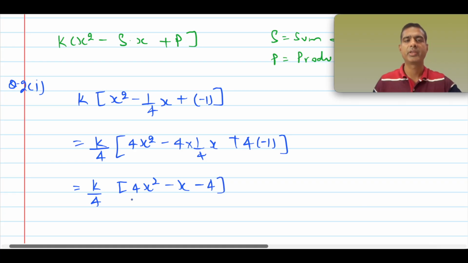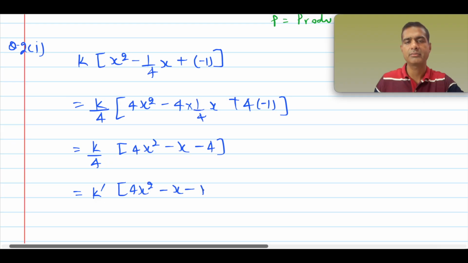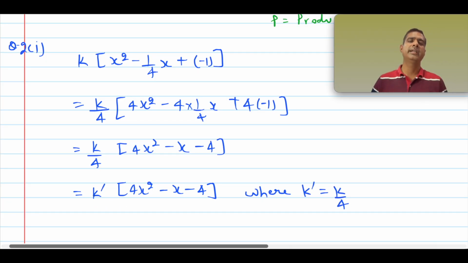So I can write that as k by 4 times (4x square minus x minus 4). Now k was a constant, and when we divide it by 4, it will again be a constant. So I can replace that as k prime times (4x square minus x minus 4), where k prime is equal to k by 4. So k prime is any constant, and if it is 1, then the quadratic equation with sum of the roots as 1 by 4 and product of the roots as minus 1 will be 4x square minus x minus 4. So this is one of the quadratic equations whose sum of the roots will be 1 by 4 and product of the roots will be minus 1.